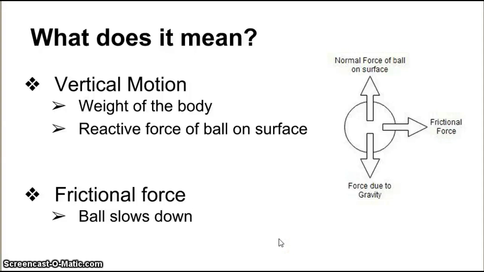The weight of the body, or the force due to gravity, and the normal force of the body on the surface cancel one another out. We assume that the frictional forces are negligible but non-zero, eventually causing the ball to slow down.